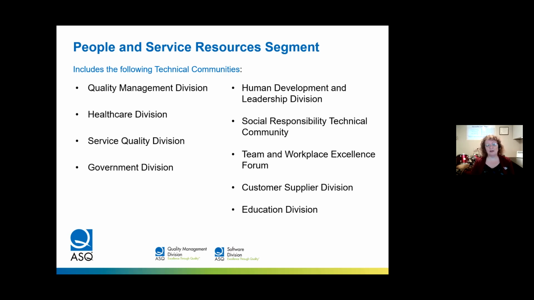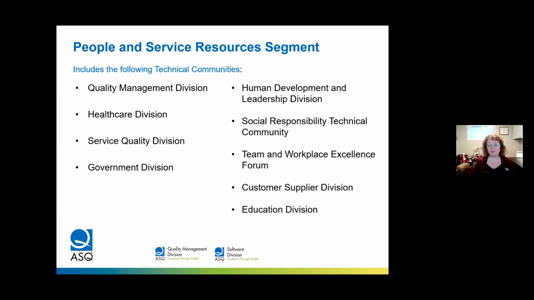Our social responsibility members are all levels at all industries who are interested in the integration of quality, social responsibility, and as a means of achieving sustainability. This one is a hot topic. If this is something you're interested in, reach out to this community for sure. Our human development and leadership provides the skills, the knowledge, the tools needed to excel as individuals, leaders, trainers, teachers, coaches, mentors, and pushing those quality principles within that sector, within that segment.